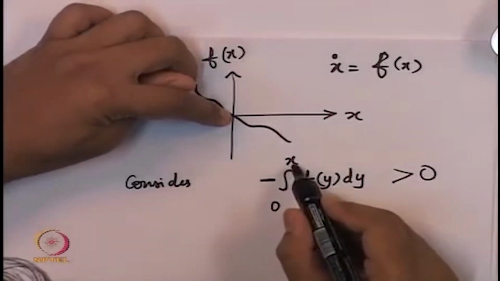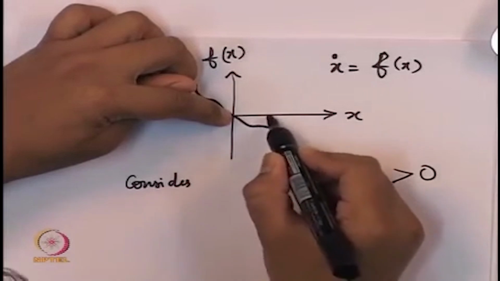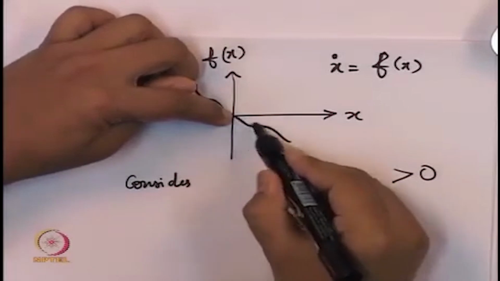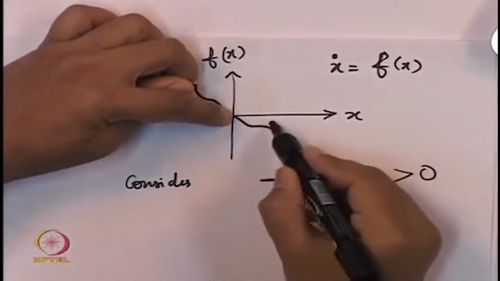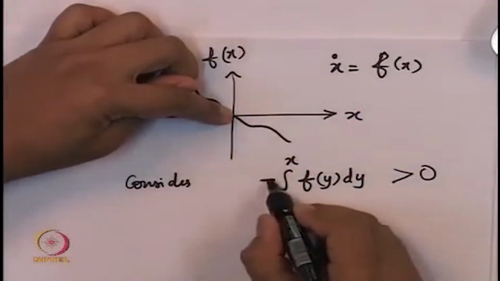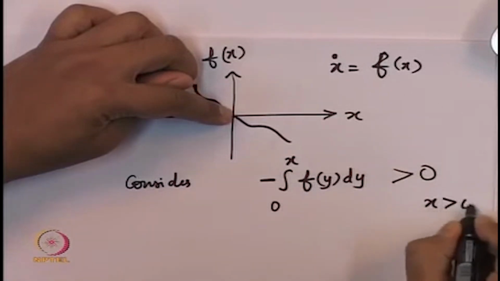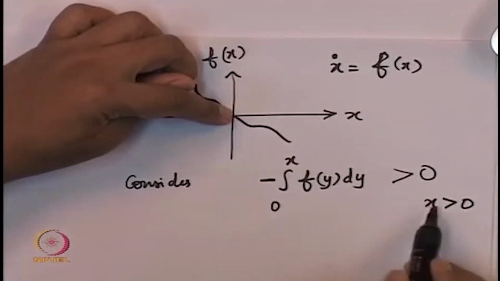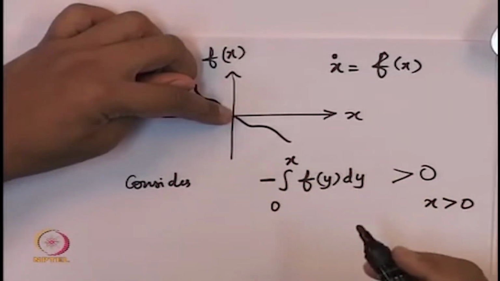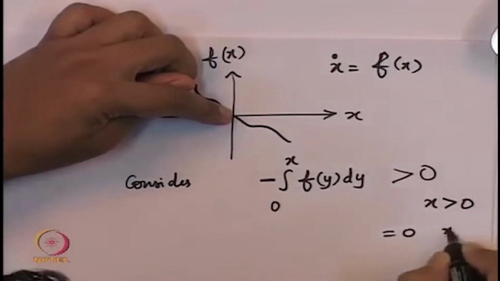What property? At least for x greater than 0, the area under this function f for x greater than 0 is negative, because this function lies below the x axis, and after putting this negative sign, this quantity is positive at least for x greater than 0. For x equal to 0, it is the integral of some function over width 0, and hence this is equal to 0.